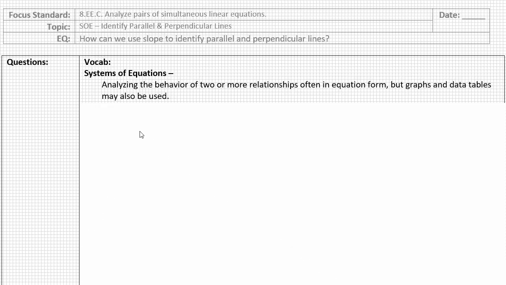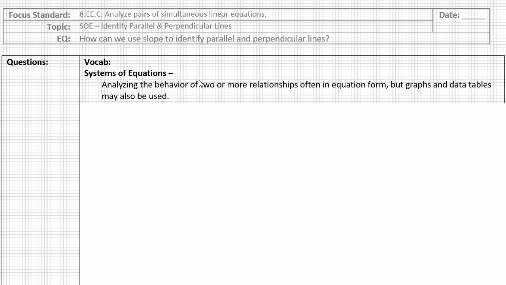We'll start today by looking at some vocabulary. First of all, systems of equations. This is also the title of our new unit, and so in this unit we will be analyzing the behavior of two or more relationships, often in the equation form, but graphs and data tables may also be used. And today we're going to focus on graphs.